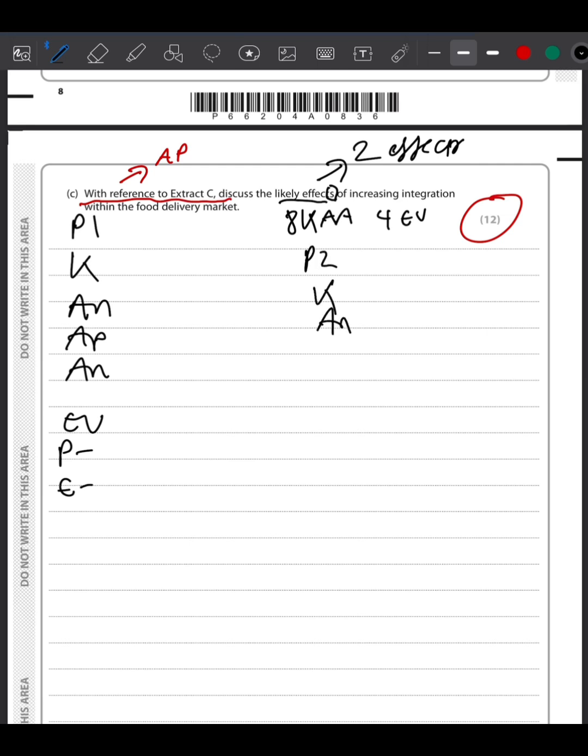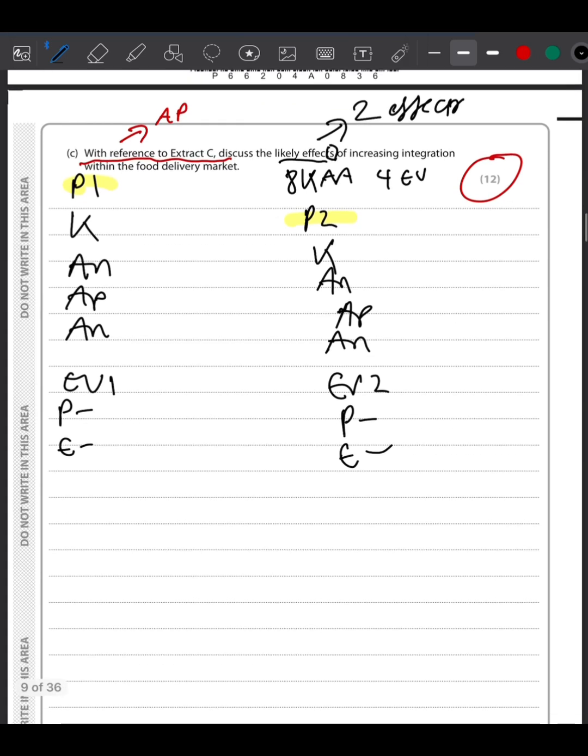And then for paragraph 2, again, knowledge, analysis, application, and then analysis. And then for evaluation, I would have my point and then my evidence. So that's how I would plan to conduct a 12 marker. So that's for paragraph 1 and then paragraph 2, so the evaluation of paragraph 1 and then evaluation of paragraph 2. So I want you to imagine this structure in your head whenever you approach a 12 marker in economics in general.